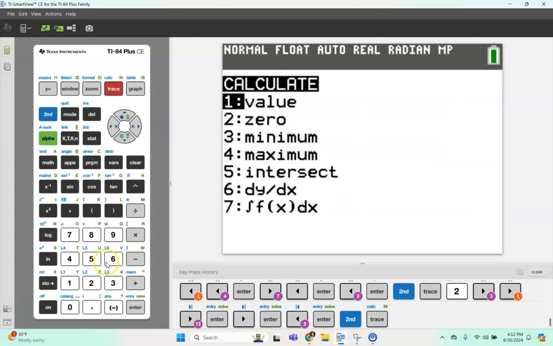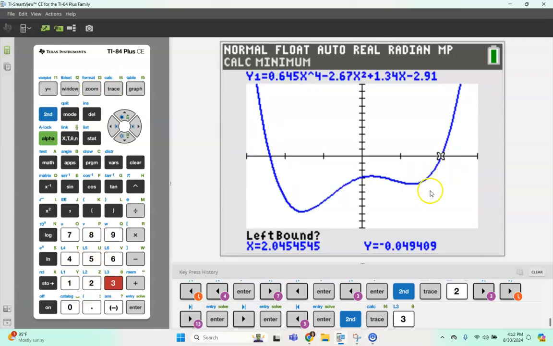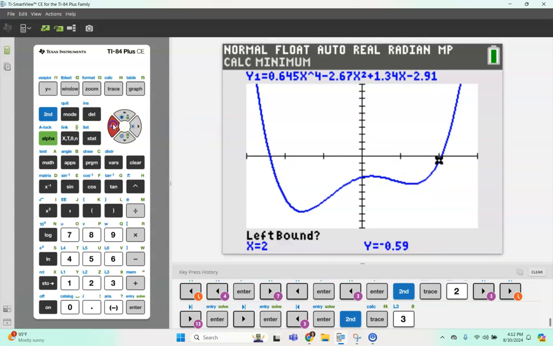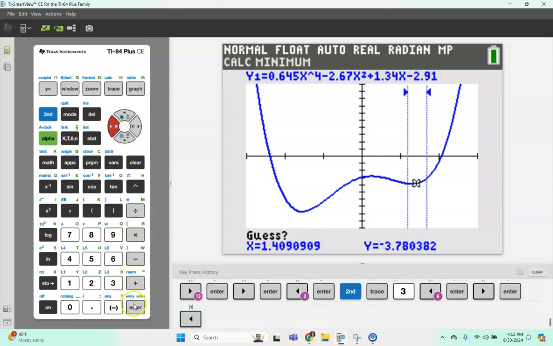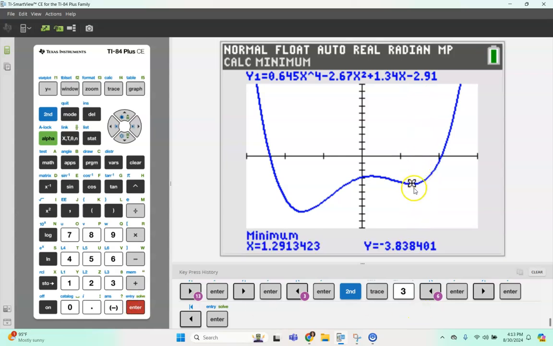Second trace, let's do the minimum first. I'm going to do this one, this minimum. Okay, ready? So go to the left bound of that minimum right there, right bound of that minimum right there. Guess, minimum looks right there. So my first local minimum, to the far right, is going to be 1.291. Are you writing it down? Because I can't write it down here.